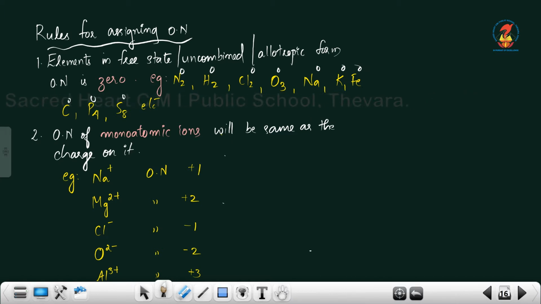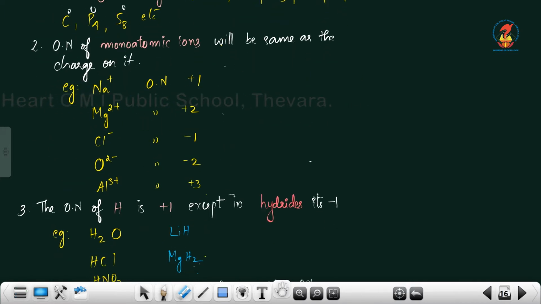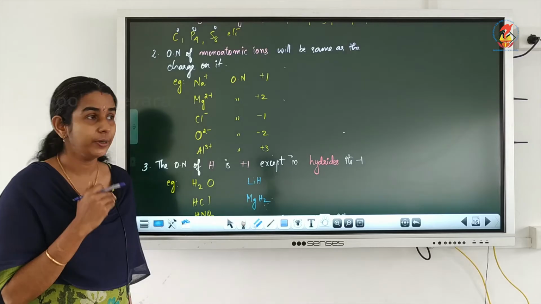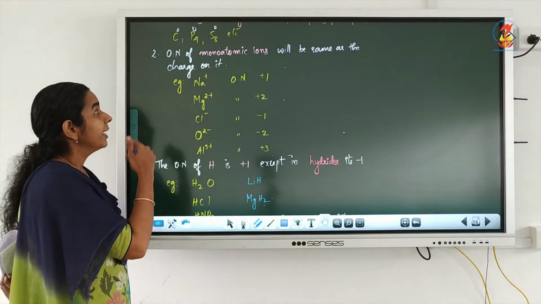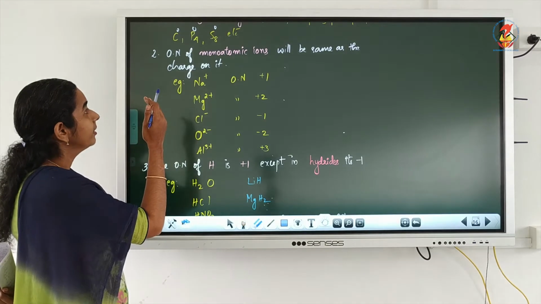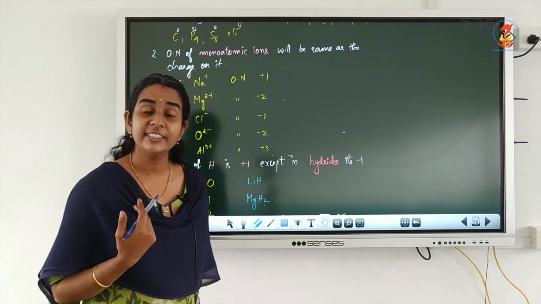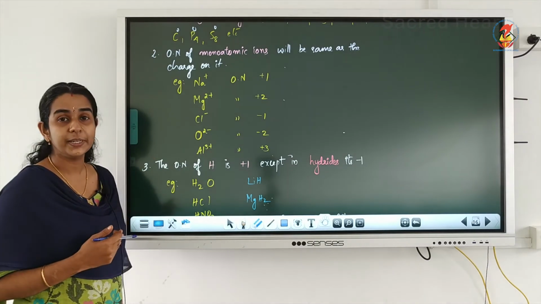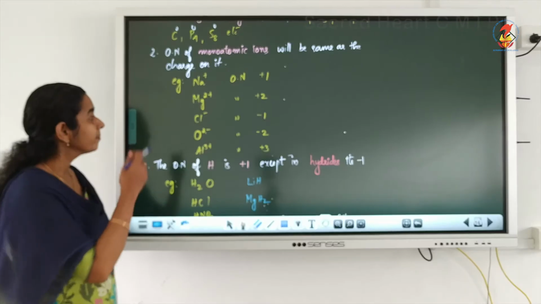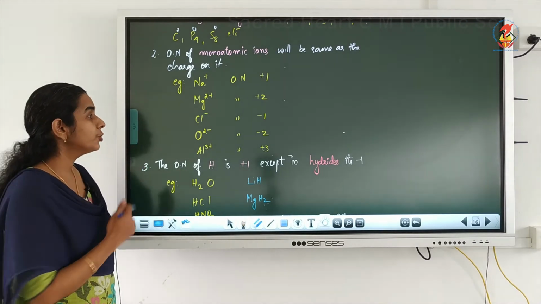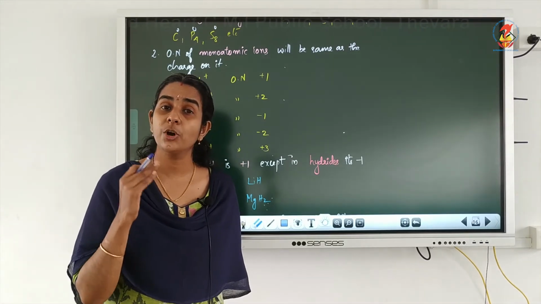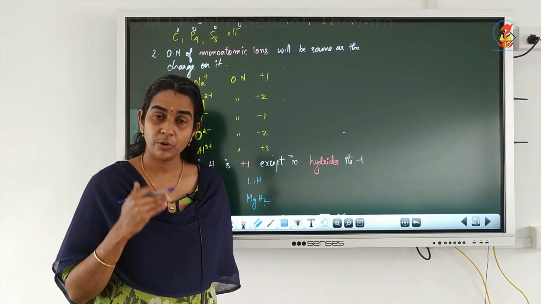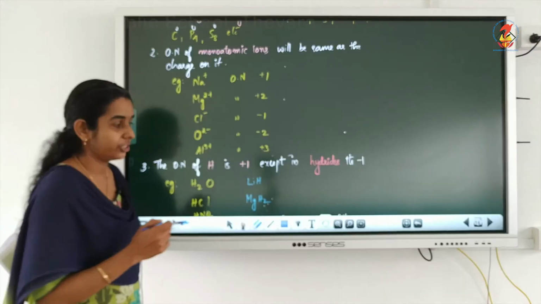Now the second rule is about the oxidation number or oxidation state of monoatomic ions. Monoatomic means there will be only one atom present in the formula. For example, Na+, only a sodium atom is present. So in such cases, the oxidation number will be the same as its charge. So for Na+, the oxidation number is +1, Mg2+ it is +2, Cl- it is -1, O2- it is -2, Al3+ it is +3. So in the case of monoatomic ions, the oxidation number or oxidation state will be the same as its charge.